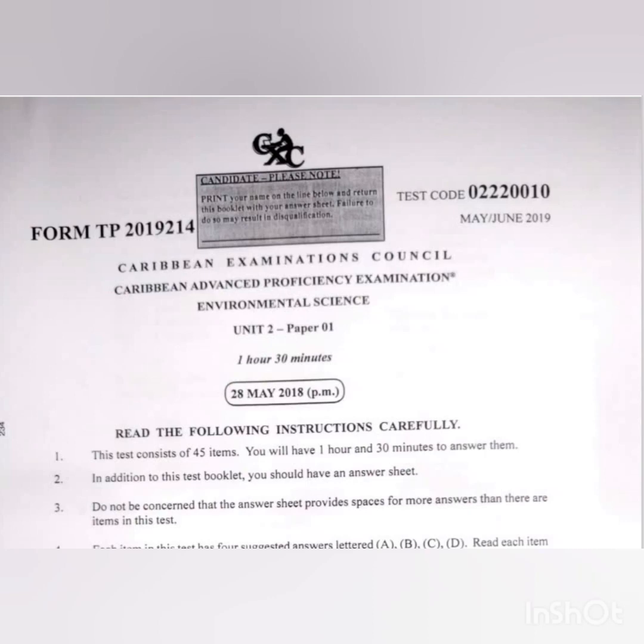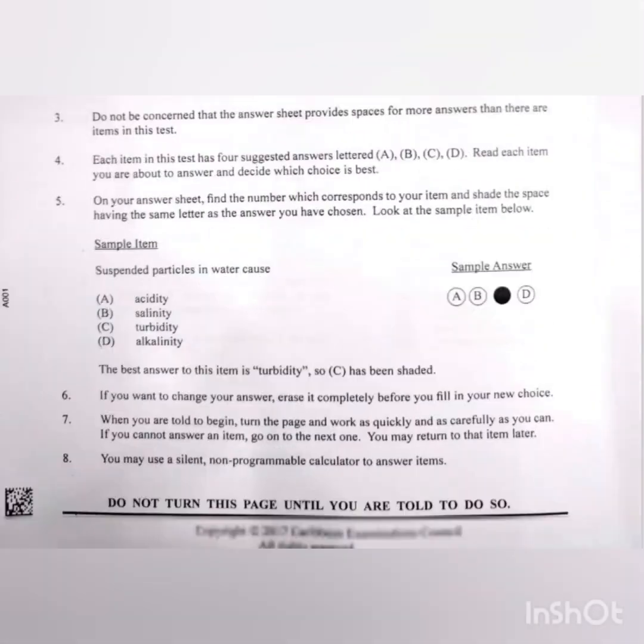Today we'll be looking at the CAPE Environmental Science Unit 2, Paper 1, May-June 2019. Remember, this paper consists of 45 multiple choice questions, 15 questions coming from each module. Module 1, Agriculture and the Environment, Module 2, Energy and the Environment, and Module 3, Pollution and the Environment. So let's get straight to these questions.